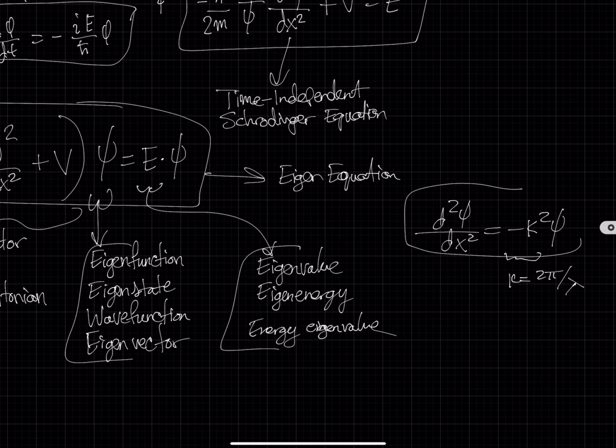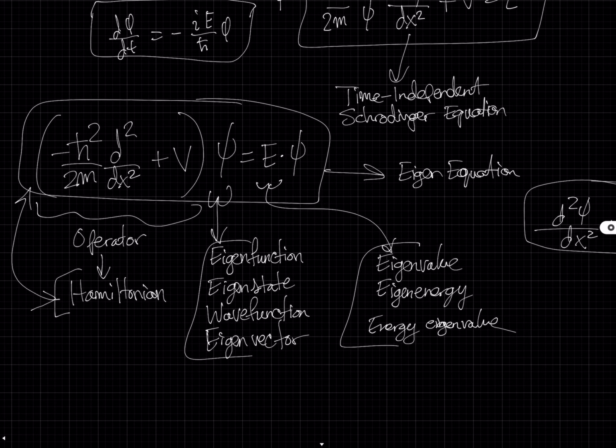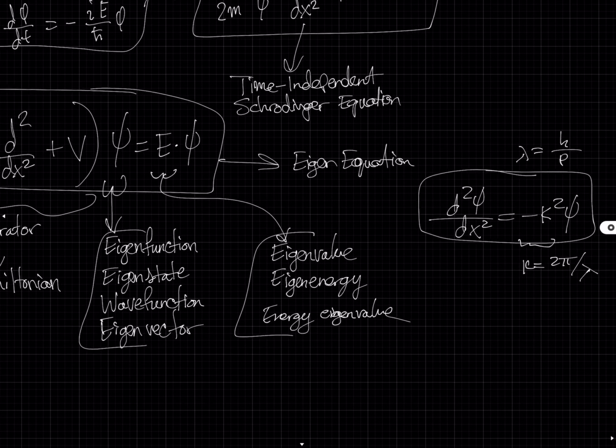You can start with this and use de Broglie's hypothesis, lambda is equal to h over p, and actually arrive at this same time-independent form of the Schrodinger equation. So let me know if you want to see this derivation.